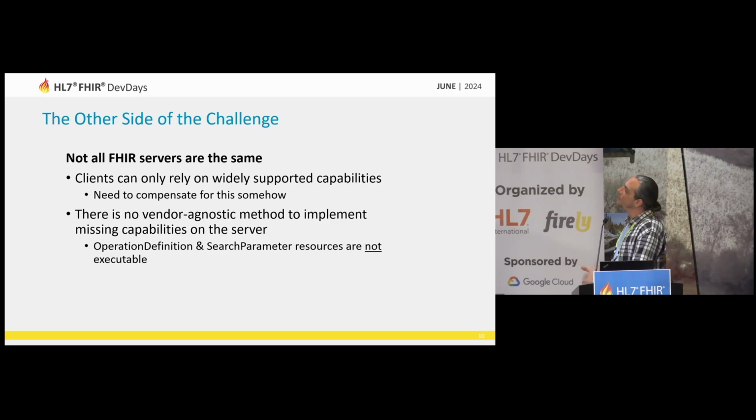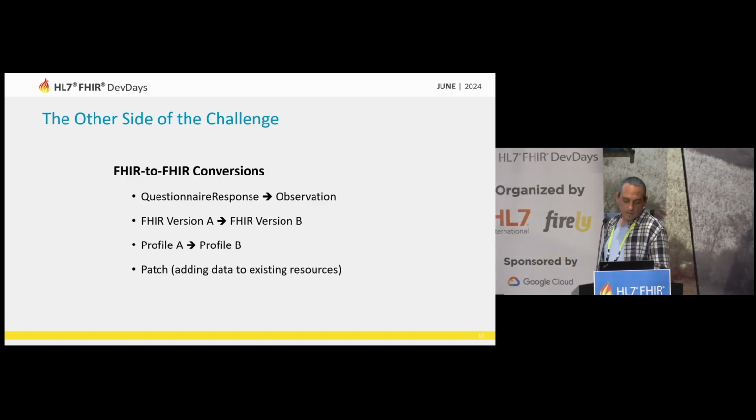I don't know of a vendor-agnostic method to implement the missing capabilities. So if you chose a server, you need to implement some capability that doesn't come out of the box that would be specific to that server and not interoperable. Operation definitions and search parameters are not executable, they are just definitions. So in the end, you need to code it into the product.